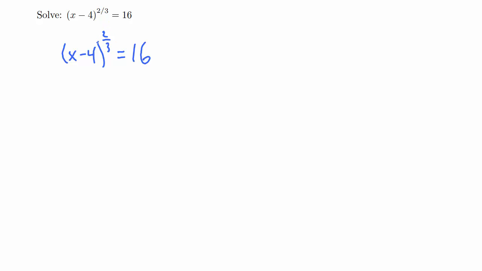first. And the 2/3 is an exponent, so I need to use another exponent to get rid of it. So I'm going to take both sides to some power. The question is what is that power supposed to be? Well, that's just 3/2 because it's the reciprocal of 2/3. So take both sides to the 3/2 power.